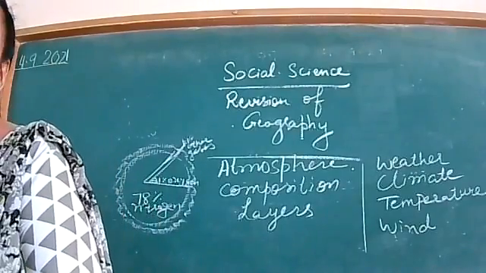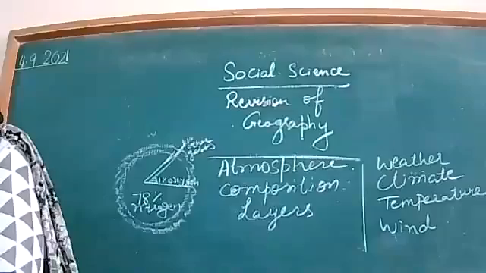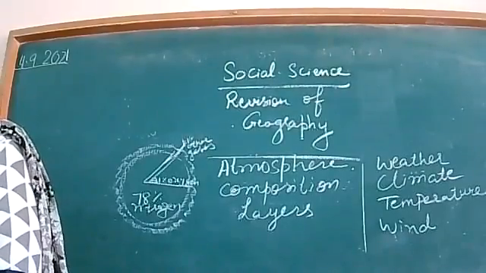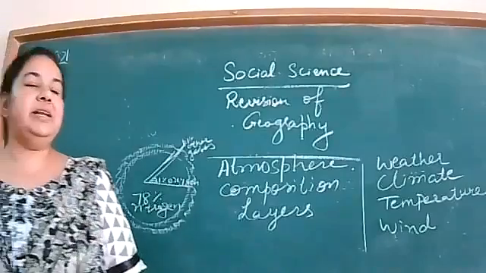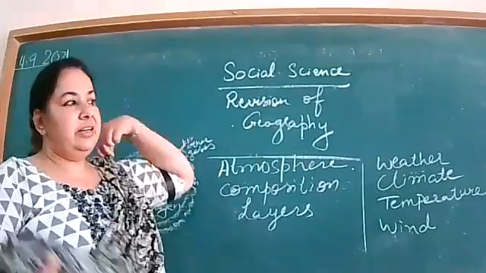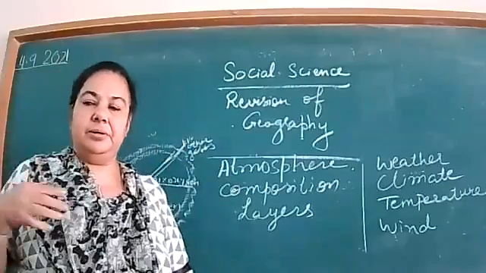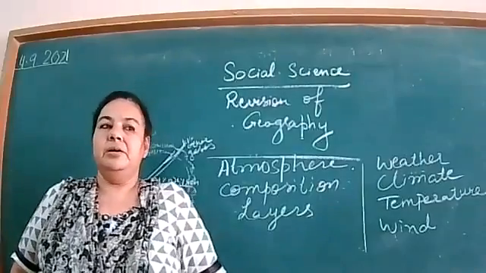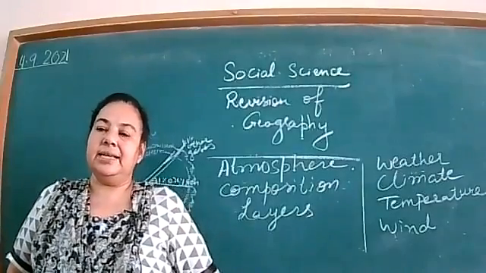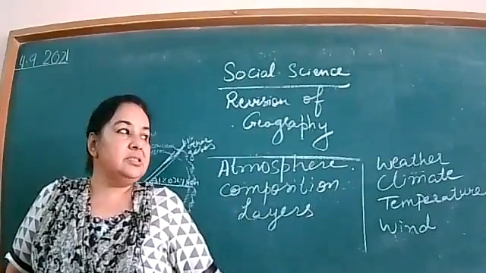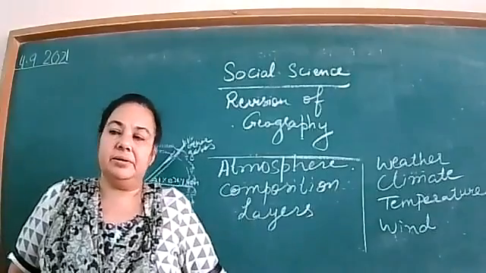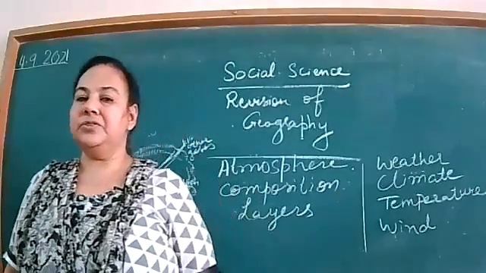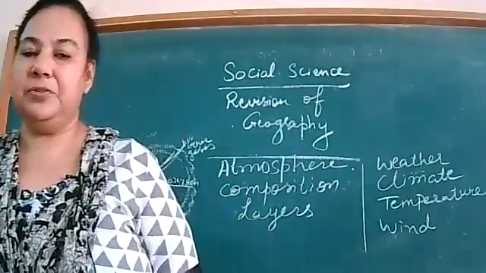Satellites are found in thermosphere. Very thin layer, which is it? Exosphere. This is a very thin layer, exosphere, and it is above 400 kilometer. This is very thin. So this is about the structure of atmosphere.